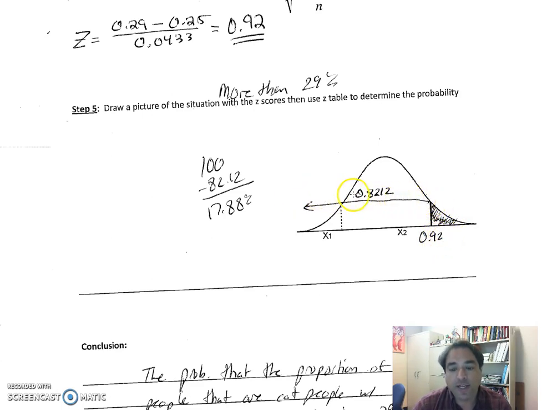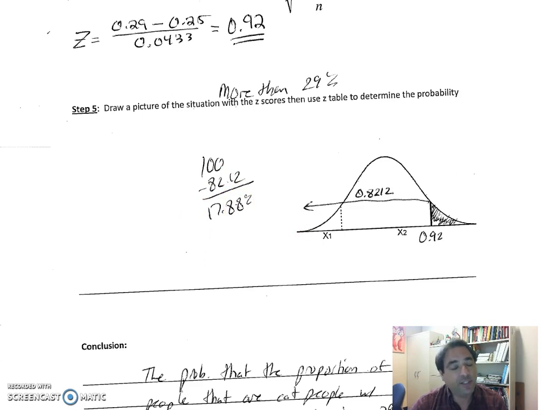the table tells you to the left, you'll get 0.8212, but the table always tells you to the left for using the table. But if we're looking for more than, we don't want 82.12%, we want the other side. So 100 minus 82.12 gives us 17.88%.